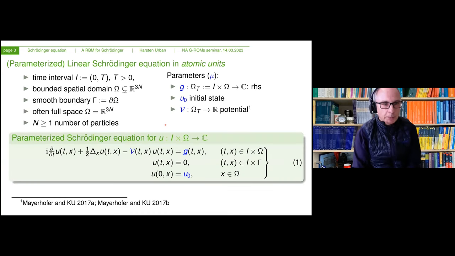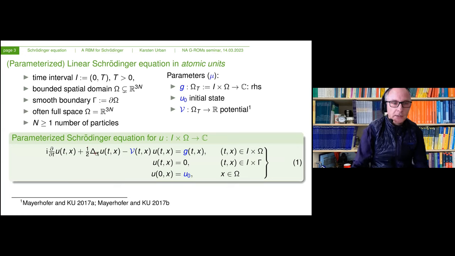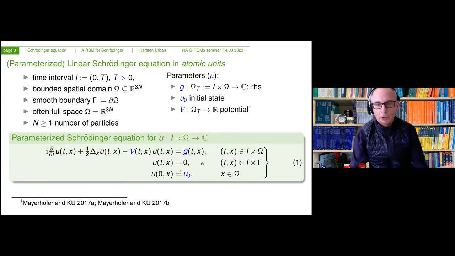And then here is the parameterized Schrödinger equation, the linear Schrödinger equation in atomic units. So you see the Laplacian in space here. Here is the potential with a minus sign. The time derivative with the complex unit in front.